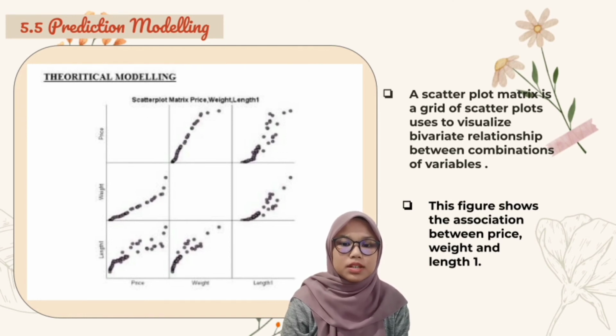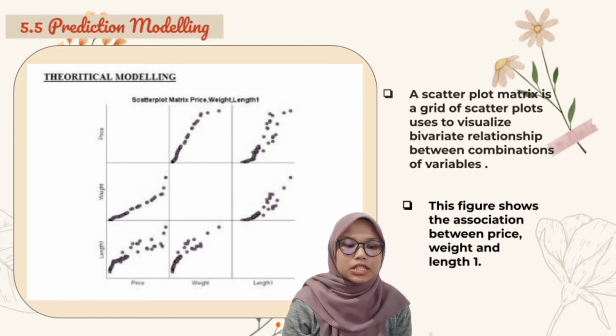Prediction modeling. Theoretical modeling. A scatter plot matrix is a grid of scatter plots used to visualize bivariate relationships between combinations of variables. Each scatter plot in the matrix visualizes the relationship between a pair of variables, allowing many relationships to be explored in one chart. This figure shows the association between price, weight, and length.